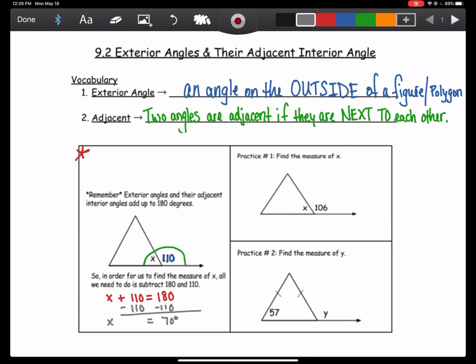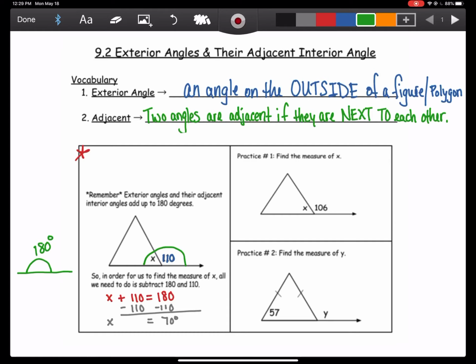Okay, so let's read what it says on the bottom. It says, so in order for us to find the measure of X, all we need to do is subtract 180 and 110. And if you look at the work, that is what's happening right here. But my advice is still like it was last week. Setting up an equation is going to make life a lot easier. So again, the green half circle is reminding us that any half circle is 180 degrees. I would write this down.